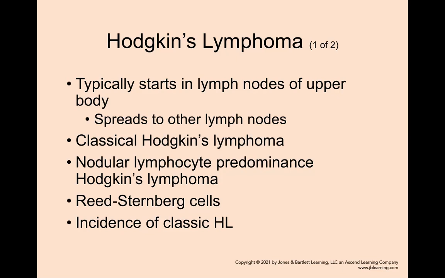When you look at the incidence rate of the types of lymphoma, Hodgkin's lymphoma accounts for 90 to 95% of the cases. It is classically between the ages of 20 to 40, and another peak time for this is over 55.